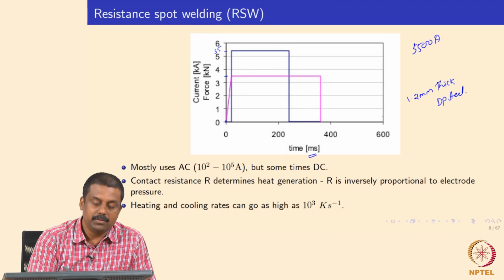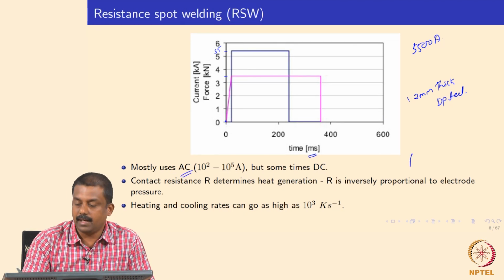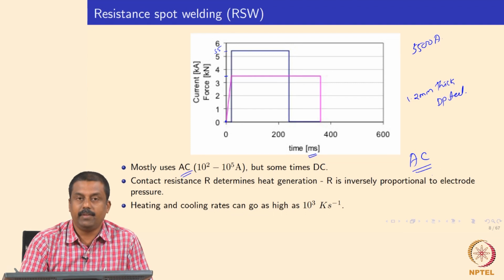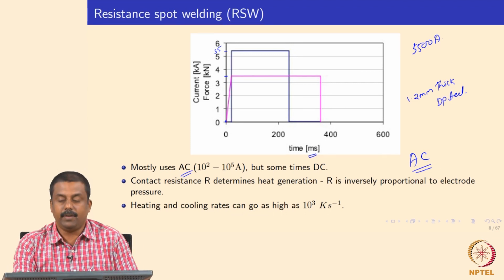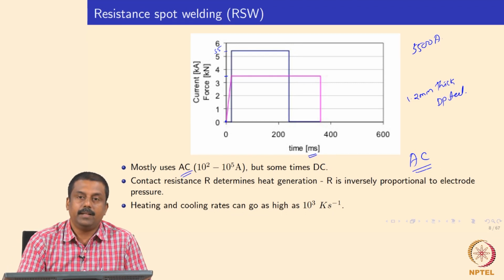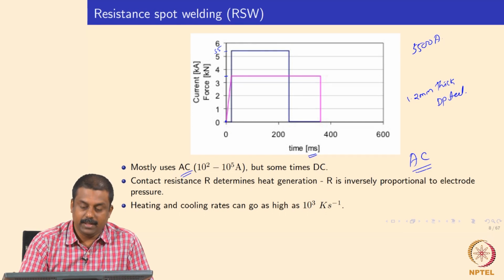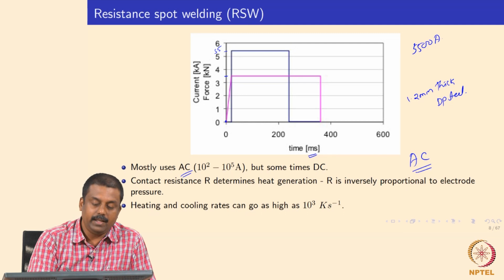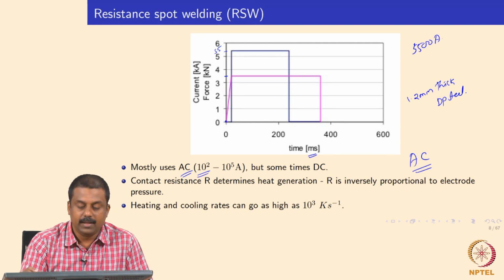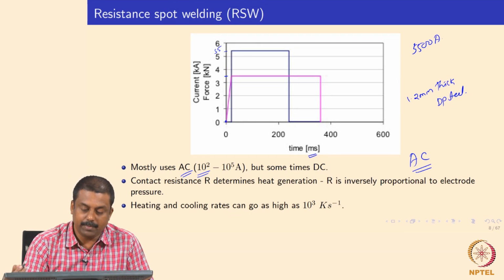We mostly use an alternating current, an AC current, and there is a very important reason why we prefer to use alternating current in resistance spot welding. We will see in the subsequent classes why AC is preferred. The average AC current is generally varied from 2 to not more than 10 kiloamperes.